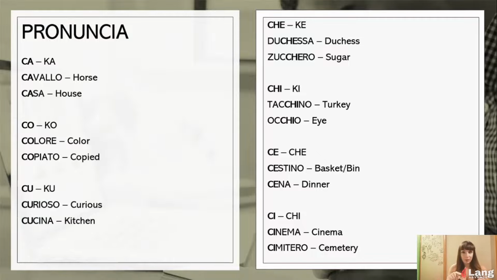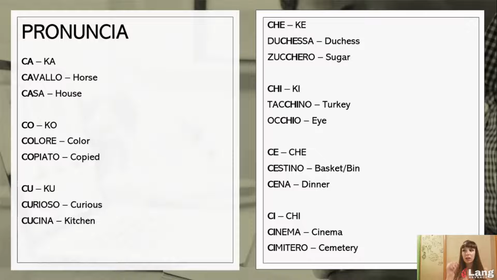When the letter C is followed by A, O, U, the sound is strong. I wrote a few examples for you. CA will make a K sound, CO will make a KO sound, and CU will make a Q sound. So, cavallo, casa, colore, copiato, curioso, cucina.